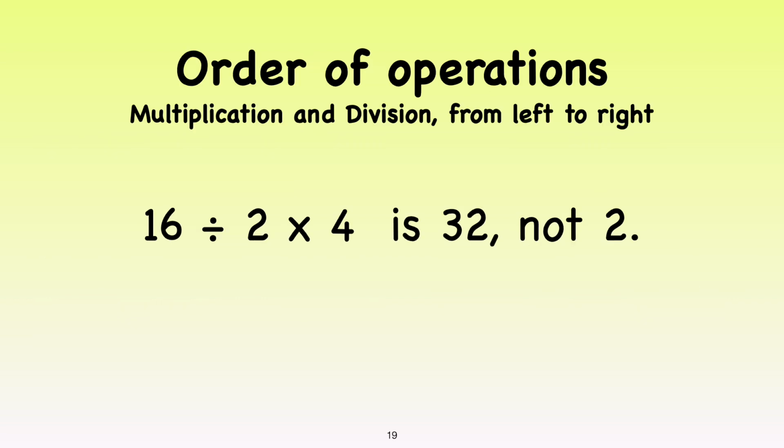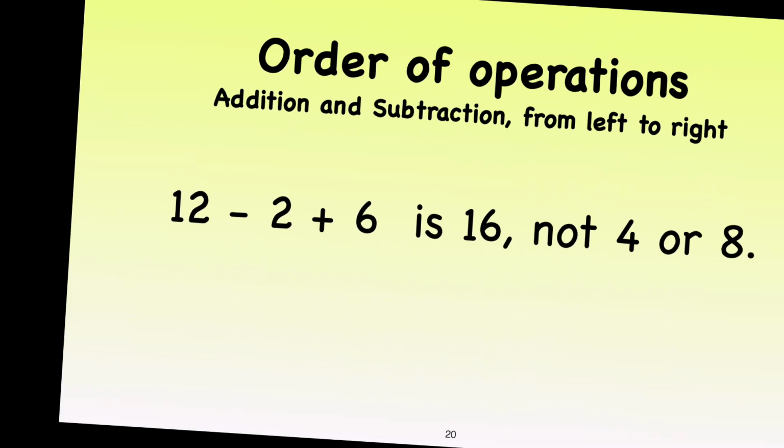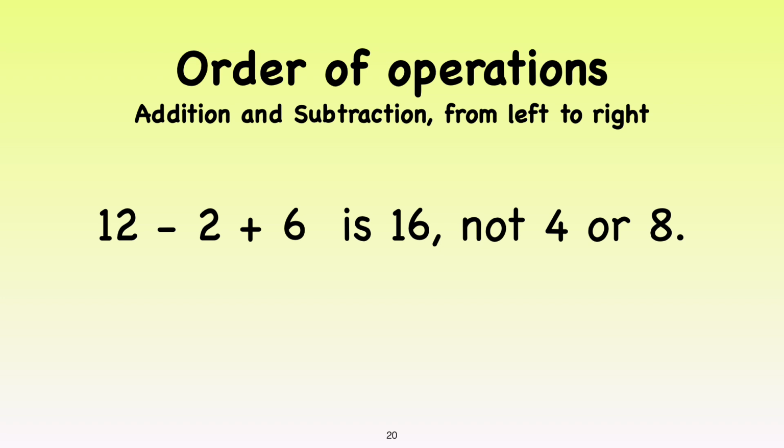A final check. Which comes first, the multiplication or division? The division, because multiplication and division are on the same level of the order of operations. So, left to right. Which comes first, addition or subtraction? In this case, it's subtraction, because addition and subtraction are on the same level of the order of operations. Work left to right. Can you figure out what mistake would produce the answer of 4 or 8? Correct answer is 16. That's all for now.